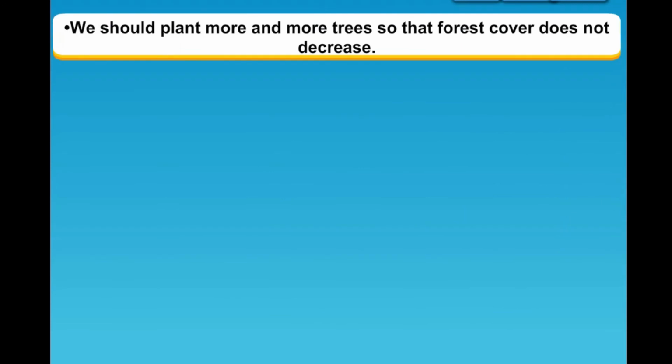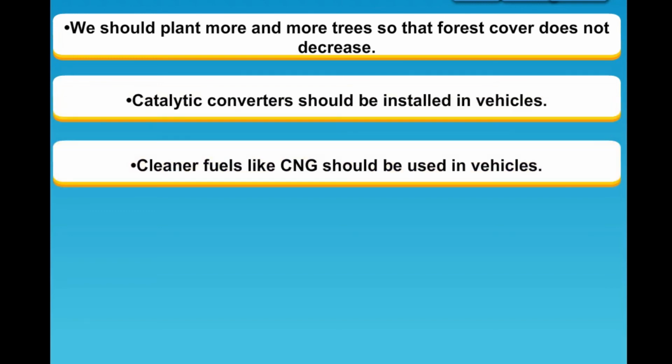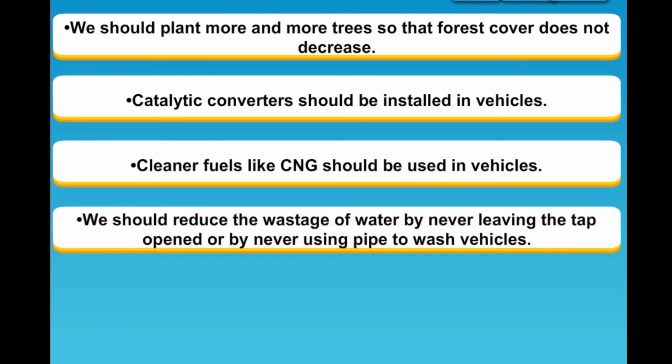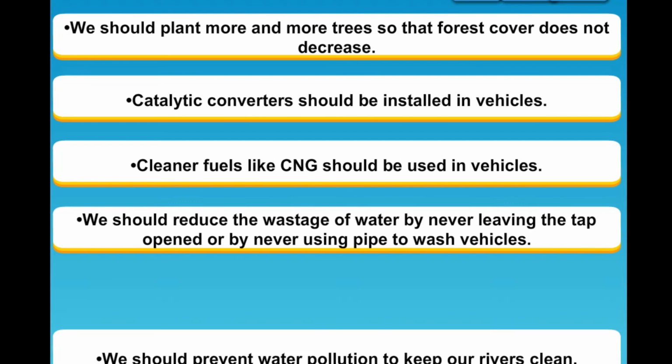We should plant more and more trees so that forest cover does not decrease. Catalytic converters should be installed in vehicles. Cleaner fuels like CNG should be used in vehicles. We should reduce the wastage of water by never leaving the tap opened or by never using pipe to wash vehicles. We should prevent water pollution to keep our rivers clean.